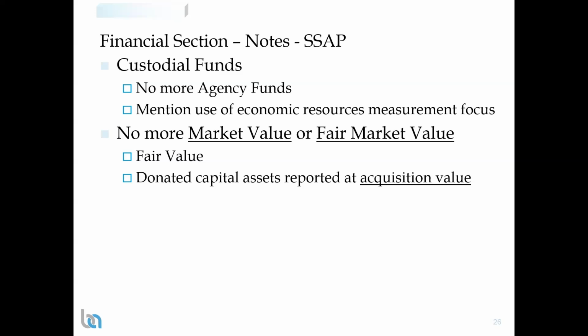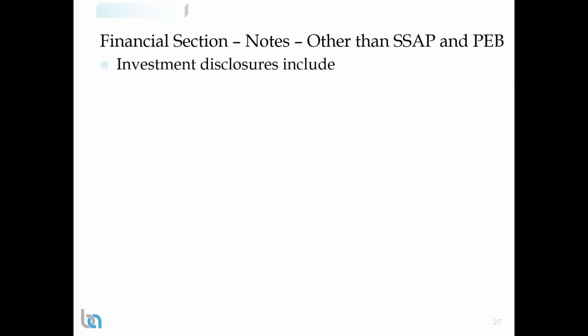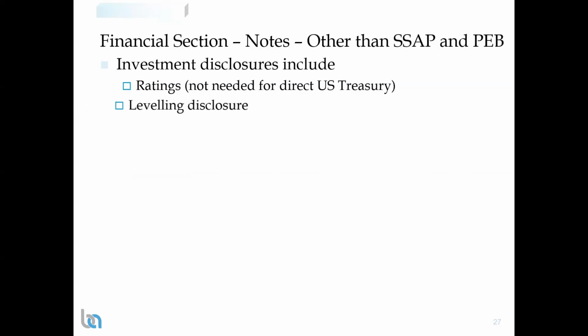Donated capital assets are reported at acquisition value. The previous terminology was estimated fair market value. You just change that to acquisition value. Another issue is missing reference to component unit financial statements, or stating that separate financial statements are not issued for those component units. Investment disclosures: ratings, missing ratings information.